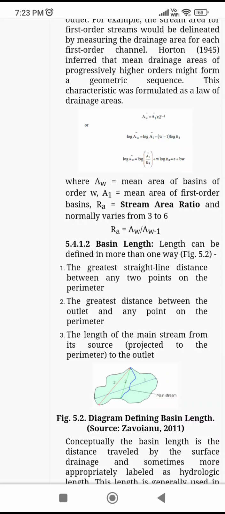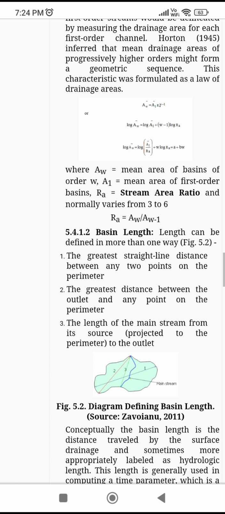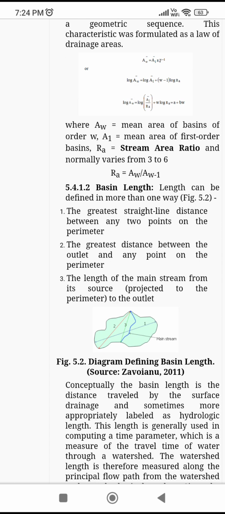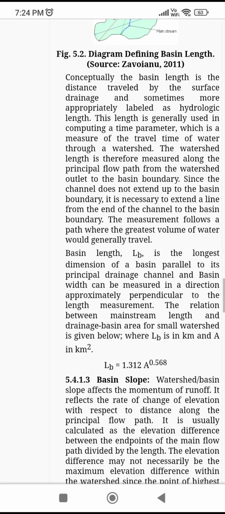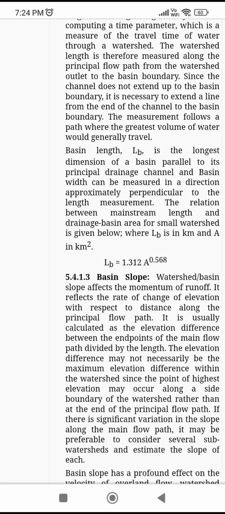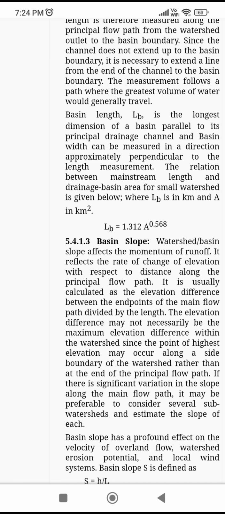Now basin length can be defined in more than one way. The greatest straight line distance between any 2 points on the perimeter is called basin length, or the greatest distance between the outlet and any point on the perimeter, or the length of the main stream from its source to the outlet. This is also called basin length. Then there is one formula: LB is equal to 1.312 A raised to 0.568, where A is watershed area in kilometer square and LB is the length of basin in kilometer.